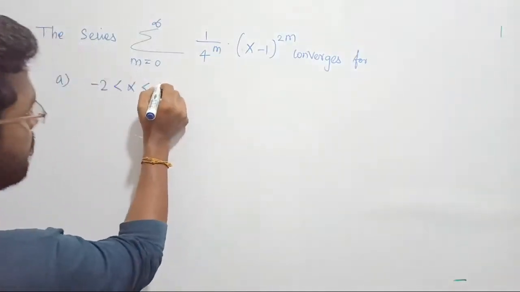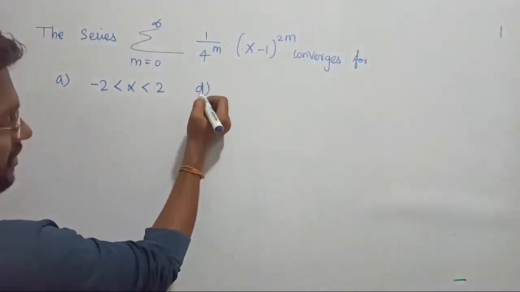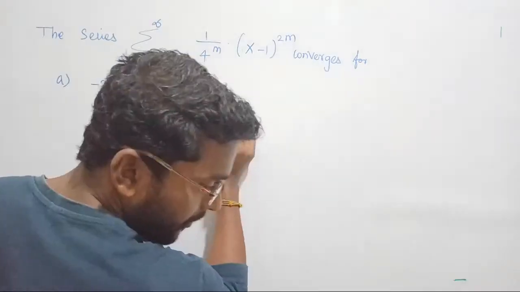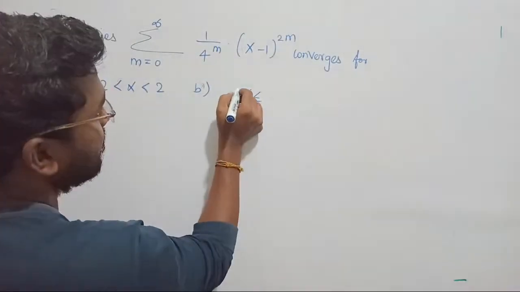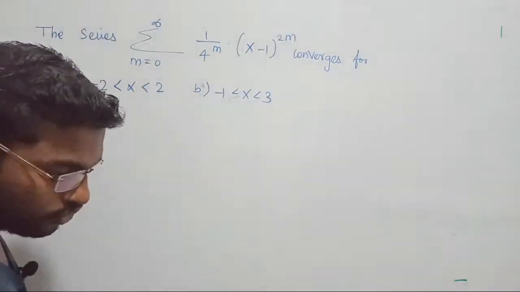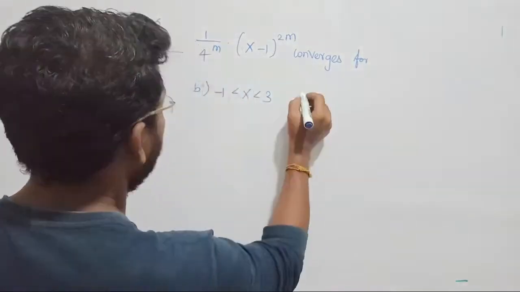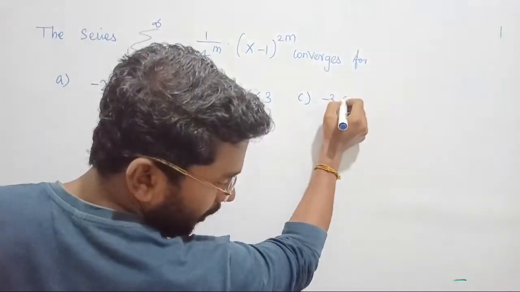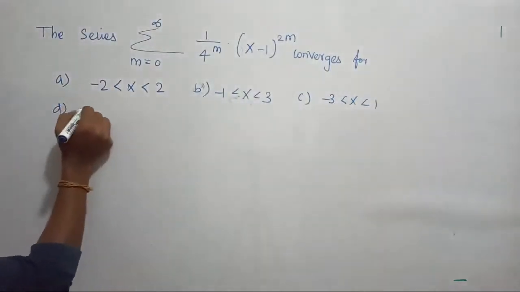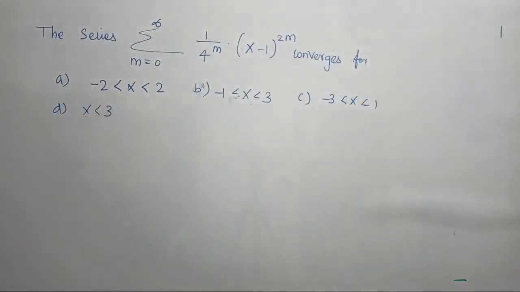Minus 2 to plus 2, that is the range, right? X range. Option B, they said x lies in between minus 1 to 3, and option C is minus 3 to 1, right? Minus 3 to 1, and they said option D, x is less than 3. Can you proceed?